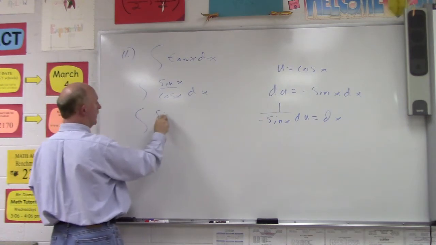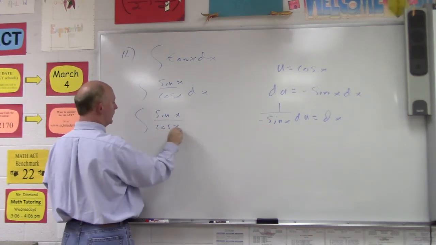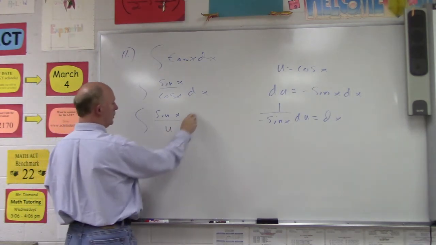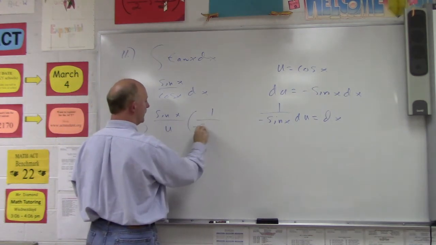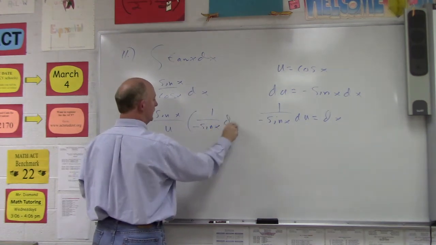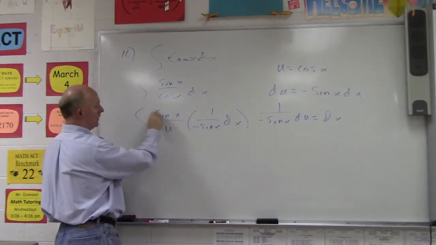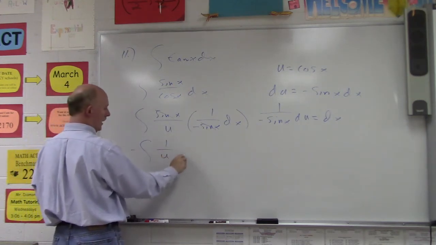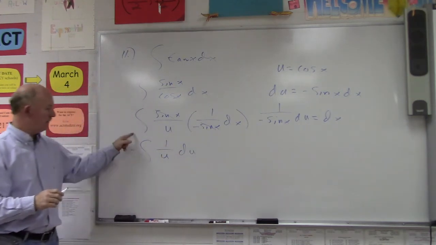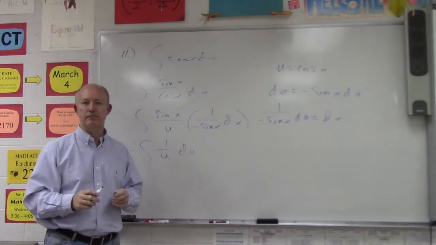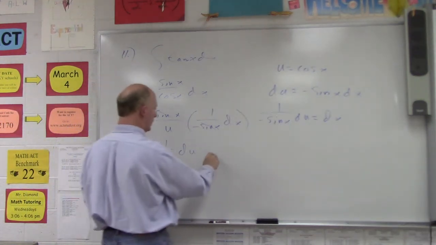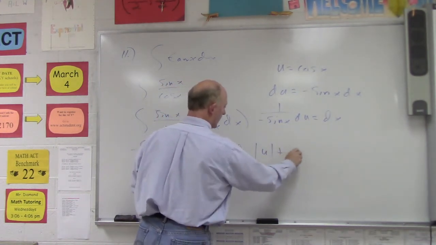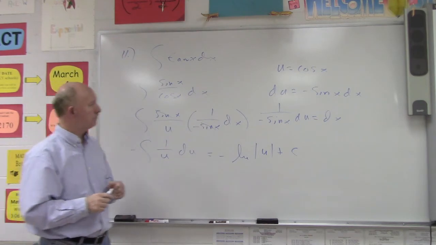So the integral of sine x over cosine x, over u. We're going to do our substitution here. So sine x over u times 1 over negative sine x du. Now the sine x's will cancel out. Let's pull this negative out in front of the integral. And there we got it. Negative integral of 1 over u du. Okay, so let's go and get our antiderivative now. This will be negative natural log absolute value of u, plus our constant of integration.